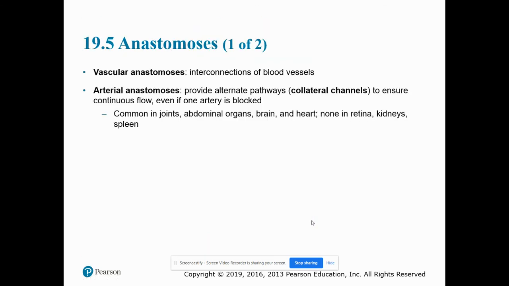Last thing we talk about are the anastomoses. They're vascular anastomoses, or interconnections of blood vessels. Arterial anastomoses will provide alternative or alternate pathways that will ensure continuous flow of blood, even if one artery is blocked. These are common in joints, abdominal organs, the brain, the heart. However, none are going to be found in the retina, kidneys, or spleen.